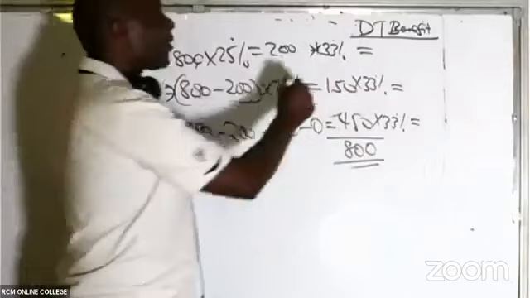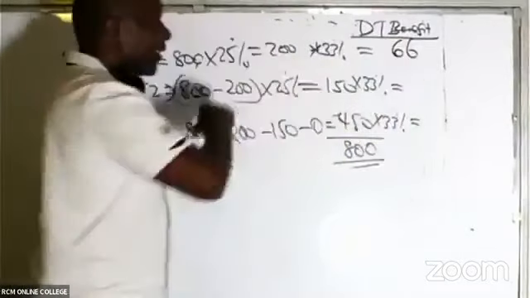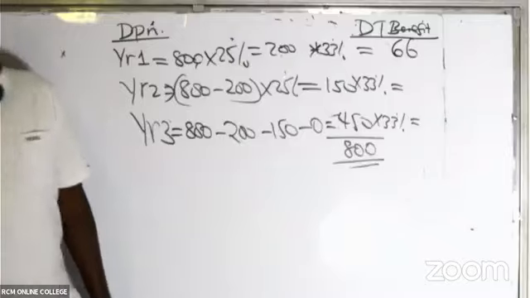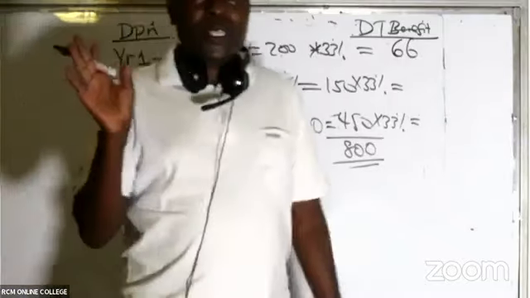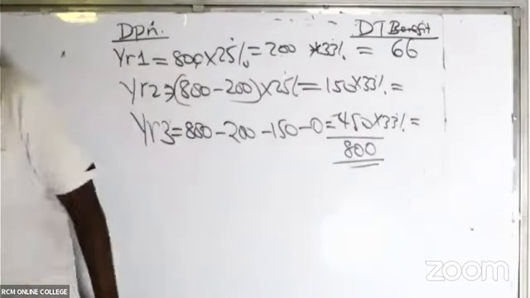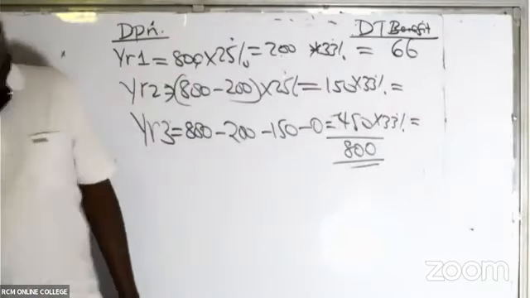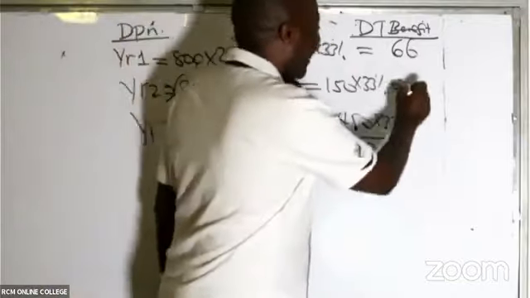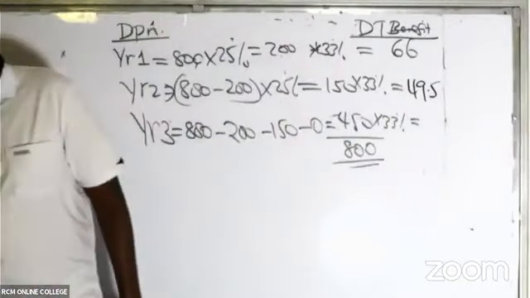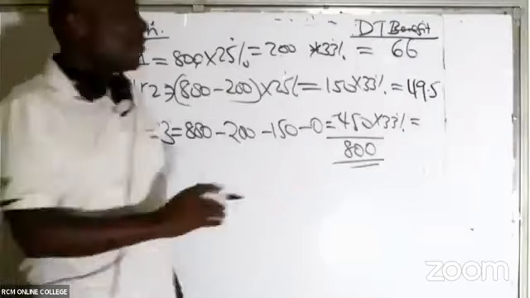So the first one is 66. The second one. Juliana, can we kill those zeros? So we work with the same figures. Let's kill those zeros. Now we're getting 49.5. And then 148.5, okay.